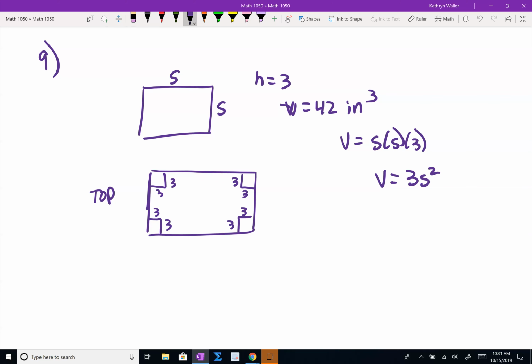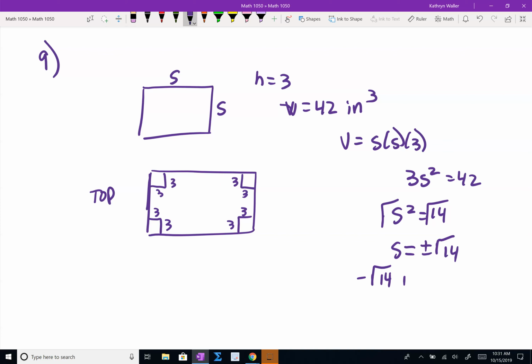Okay, so now that's supposed to be 42. So I'm going to take that 3 side squared and set it equal to 42. So then I divide by 3, and I get side squared is equal to 14. And then I'm going to square root it. And I get S equals plus or minus the square root of 14. And then I would say like negative square root of 14 is invalid. So the side is obviously the square root of 14.